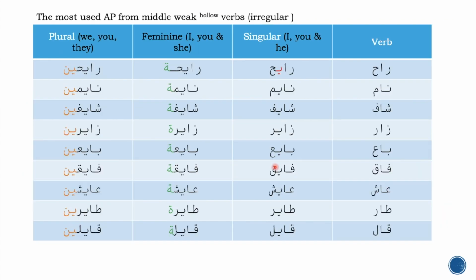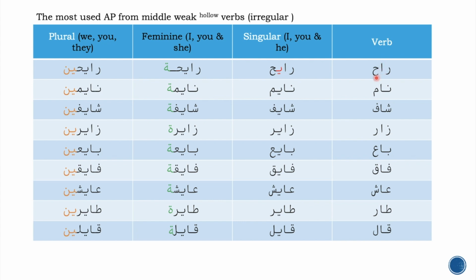Okay, in this new section, what we'll be looking at is how to conjugate or how to form the active participle out of the middle weak verbs, what we call the hollow verbs. Why do we call them the hollow verbs? Because all these verbs share one thing in common, which is the alif in the middle.